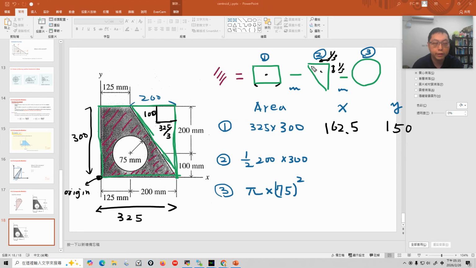So what's the coordinate for the centroid of this right triangle? Okay, so the origin here. What's the x coordinate? This should be 325 minus 325 over 3. What's the y coordinate? I think it's 300 minus 100. Okay, so that's the coordinate of the centroid for this right triangle. Did I calculate it right?